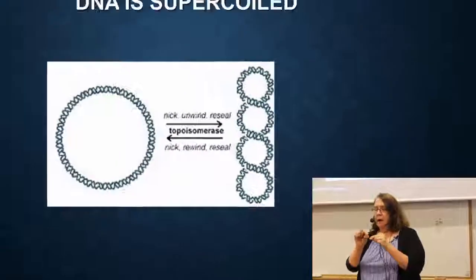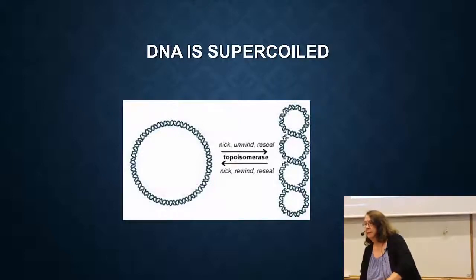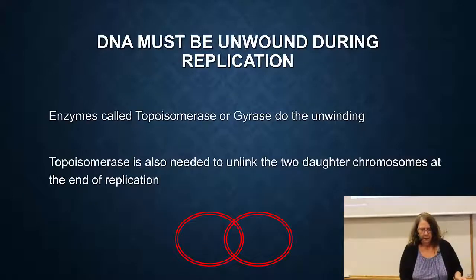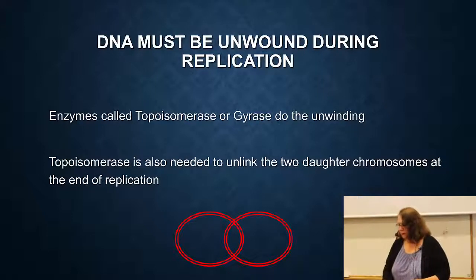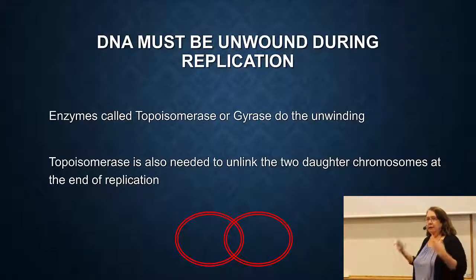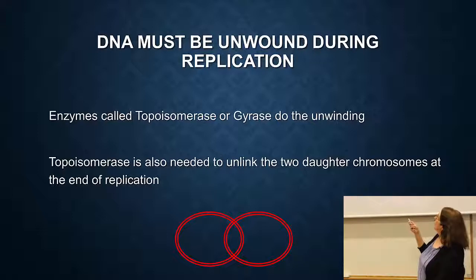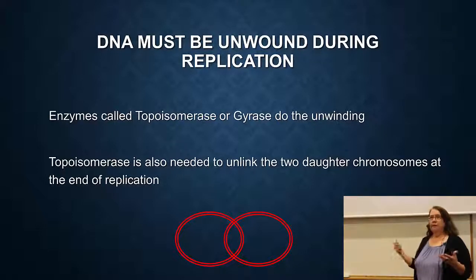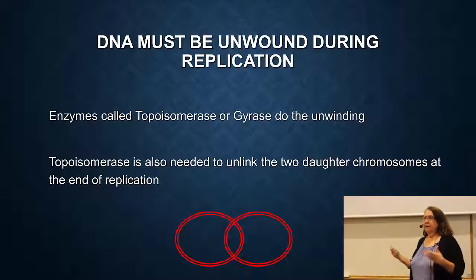And the way it does this, it actually cuts the double-strand DNA, unwinds it, and puts it back together. And those enzymes are called topoisomerase. And that's shown here. So topoisomerases are needed to unwind the DNA during DNA replication or to wind it back up. There are, in bacteria, another enzyme called gyrase, which works essentially the same as topoisomerase. It's a type of topoisomerase.